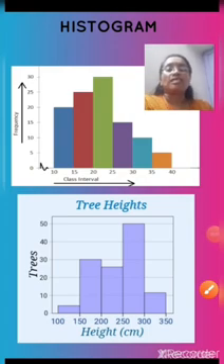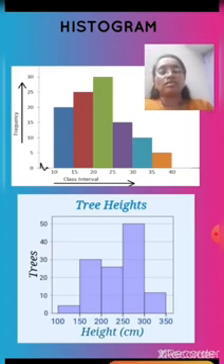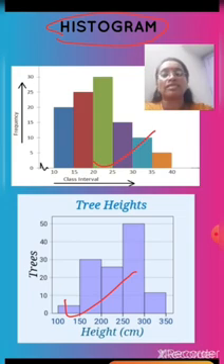The second type of graphical representation in this last section of the chapter is the histogram. Histogram is similar to the bar graph, but there should not be any gap in between the bars. That is the difference between a bar graph and a histogram. Here is an example, and there is another histogram we see here. This is a way of drawing the histogram.